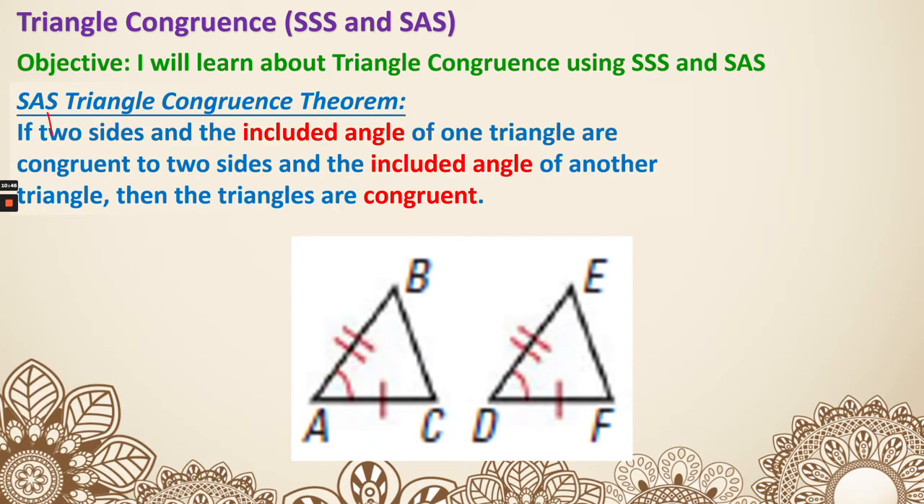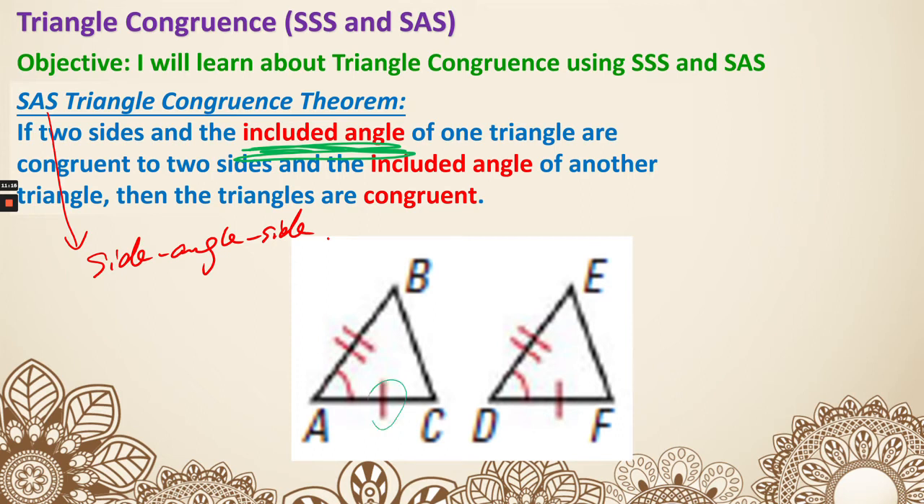SAS, Triangle Congruence Theorem. That stands for side, angle, side. If two sides and the included angle of one triangle are congruent to two sides and the included angle of another triangle, then the two triangles are congruent. I do need to emphasize on included angle for this. This SAS is a very specific order. The angle has to be in between the two sides.